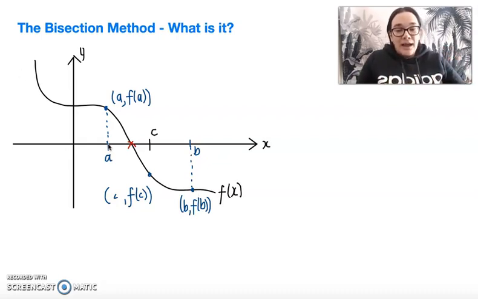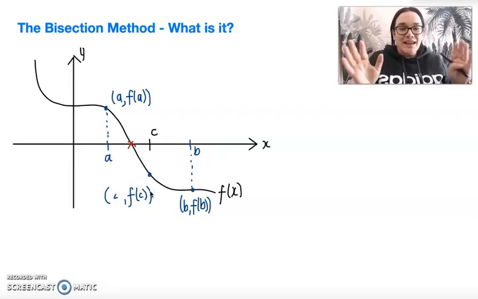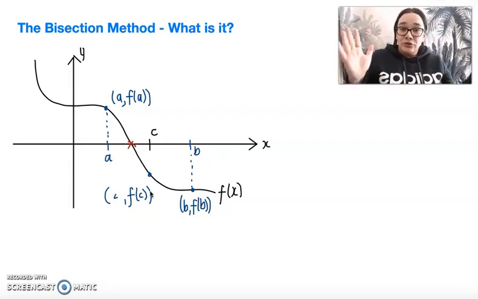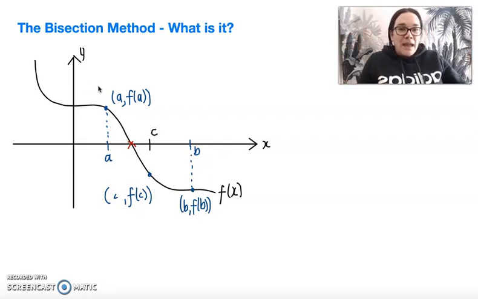If we take a look at the interval between A and C though, A has a positive y coordinate and C has a negative y coordinate, which means that our solution is going to be sitting between A and C. And the interval A and C was half of the original interval A to B. And then we repeat the process. So from here on out, we're going to be focusing on the interval from A to C.